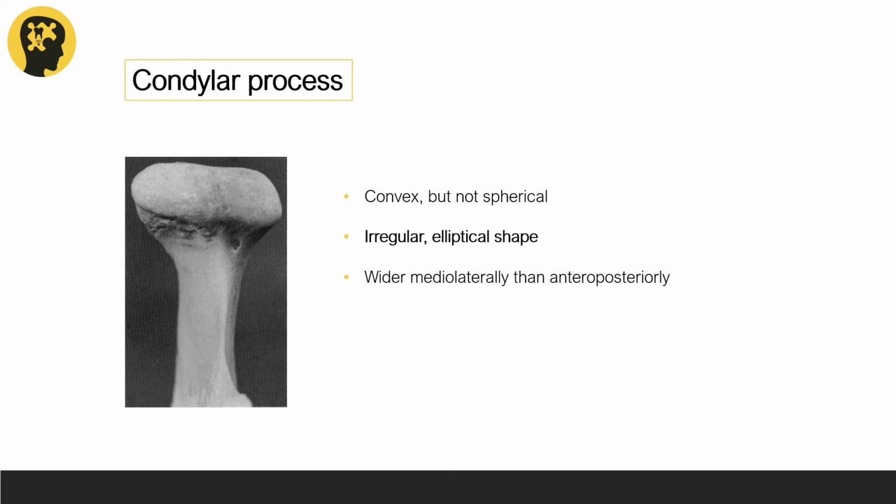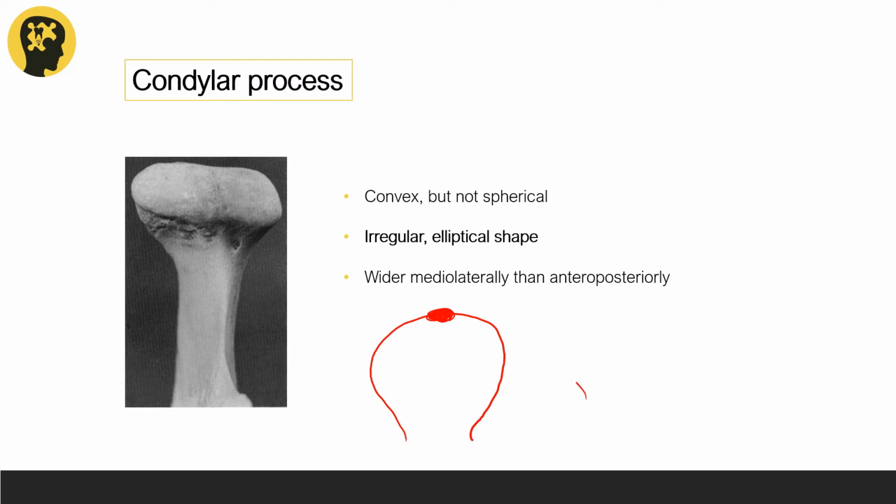This is a view of the condylar process or the condyle of the mandible from the front. Now imagine that the head of the condylar process had a spherical anatomy. What would happen is that forces would be concentrated in a very small area, which would result in a lot of trauma to the joint. Now, this is not the case, thankfully.